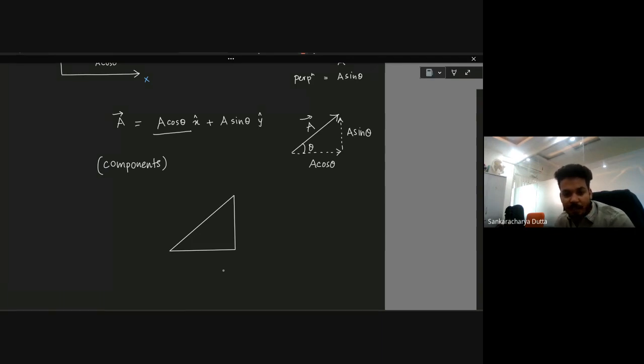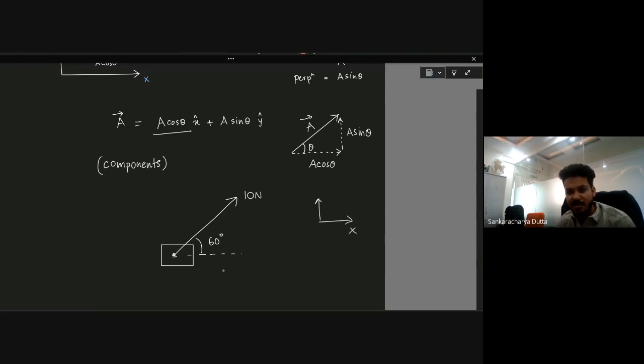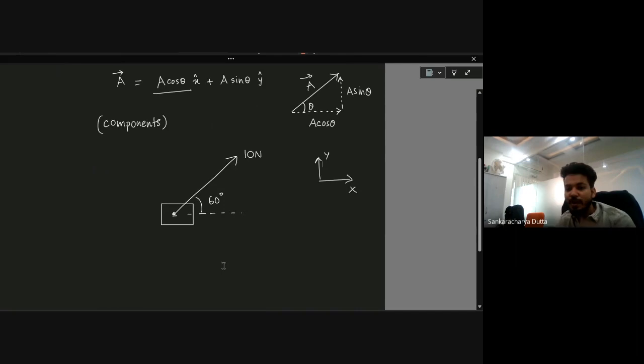Now, what you have to remember is, if you have a vector quantity like this, let's say I give you a 10 Newton force acting on a certain block, which is making an angle of 60 degrees with the horizontal. How do you take this situation and break it into components? Let's consider this is the standard x direction, and this is the standard y direction. How do you break this force into its components?